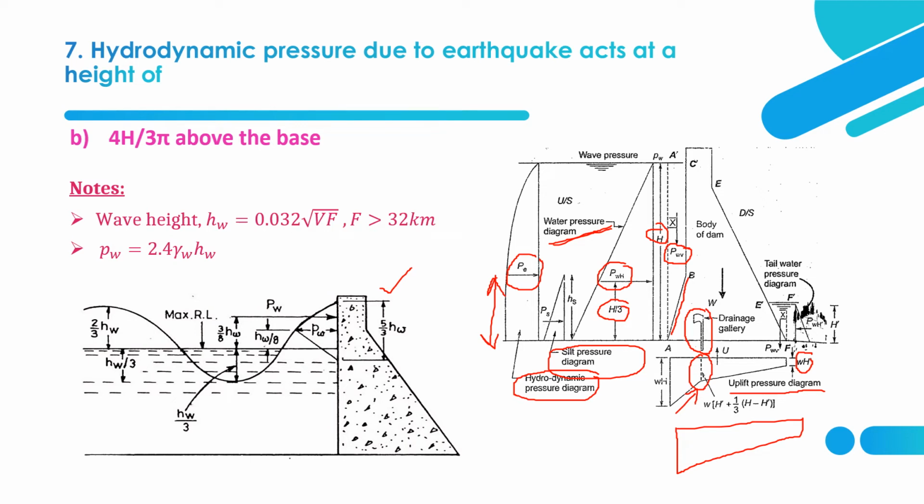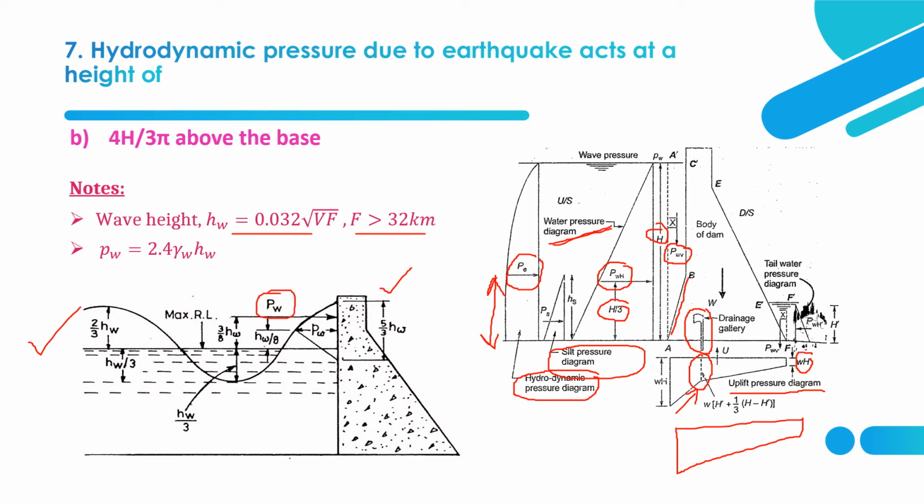Now we shall see the wave pressure using this diagram. Here you can see the wave height, that is Hw. Hw is given as 0.032 root of Vf, where V is the velocity of wind and F is the fetch. If the fetch is greater than 32 km, we can use this wave height formula. This diagram itself is self-explanatory to show what Hw is and where the pressure force acts.